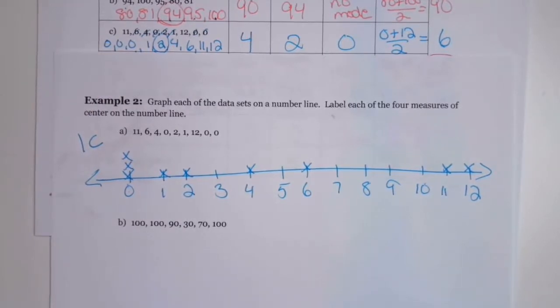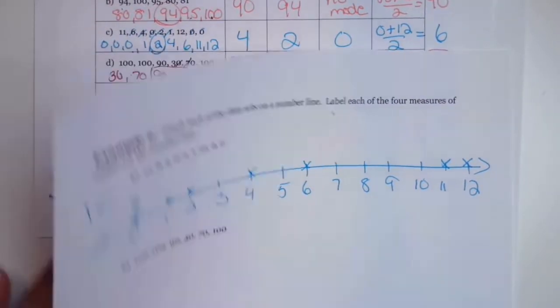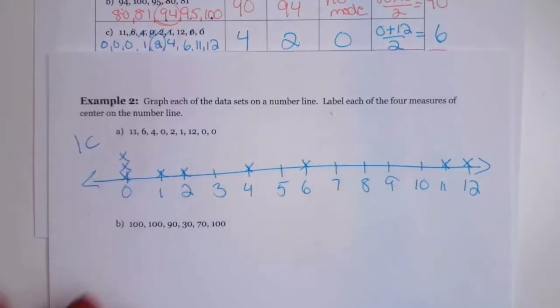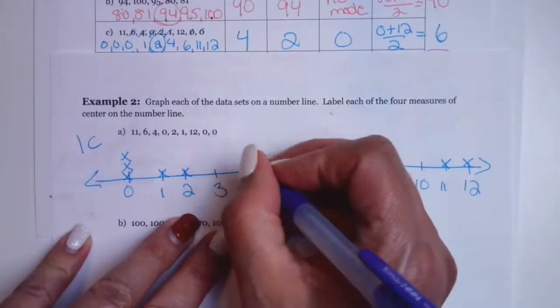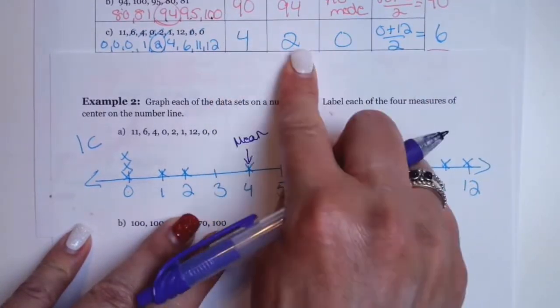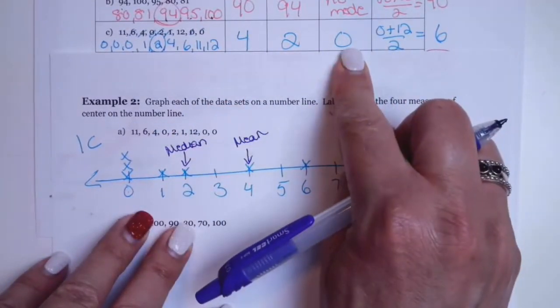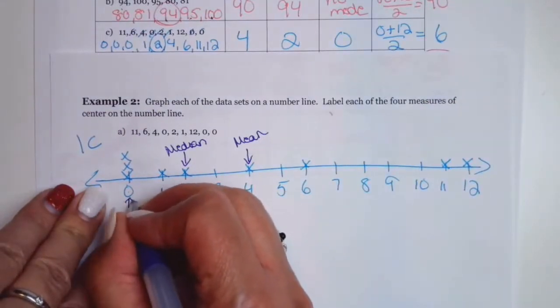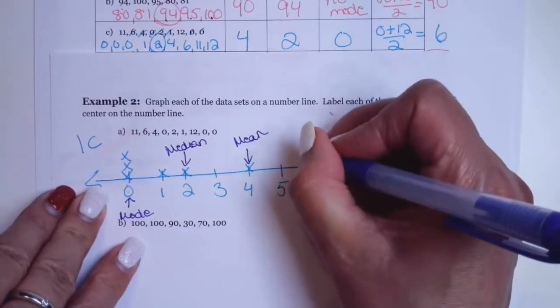And now we're going to go ahead and put the mean, median, and mode here as well. The mean first. So our mean is here. Mean is 4. Our median is 2. Mode is 0. And our mid-range is 6.